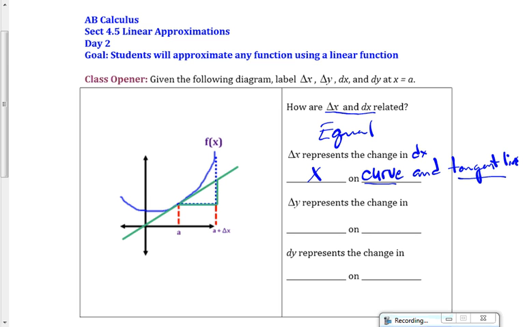Delta y represents the change in y on curve or tangent. Curve. With that in mind, maybe curve is actually a better answer up here, but since they're the same, we won't distinguish. Okay? And then dy represents the change in y on the tangent line.